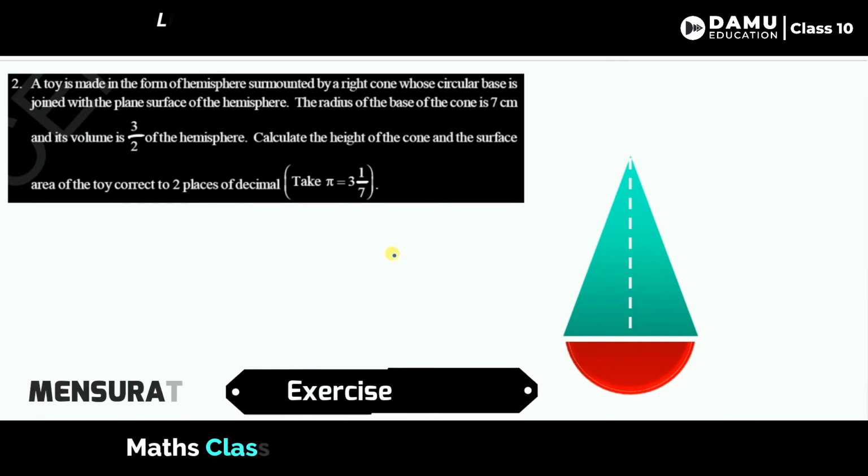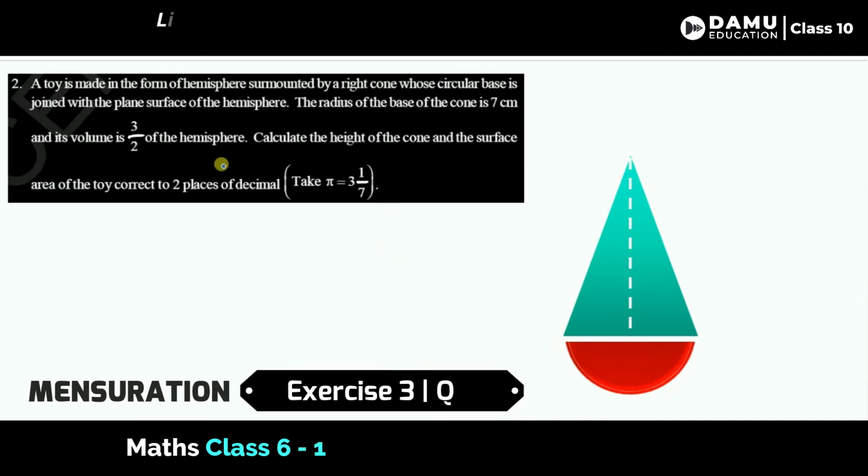So in this session, we are going to discuss our second question. A toy is made up in the form of a hemisphere surmounted by a right cone whose circular base is joined with the plane surface of the hemisphere. So this base is joined with the hemisphere.